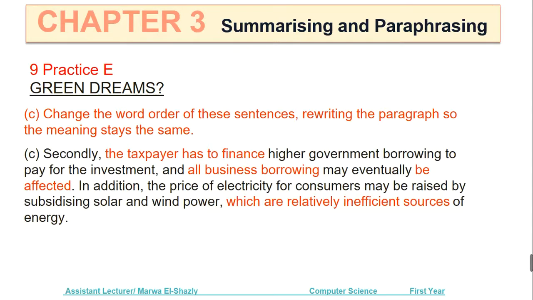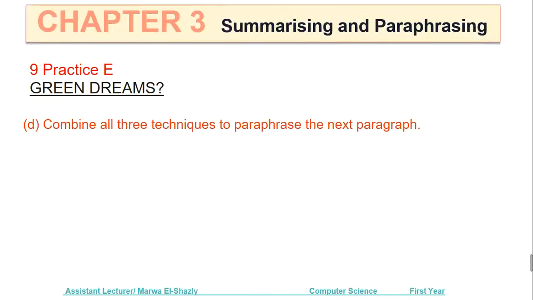Okay, here again the word order, ترتيب الكلام. The taxpayer has to finance higher government. All businesses borrowing may eventually be affected, which are relatively inefficient sources of energy. Do this one and compare it to the original copy and try to get the differences.